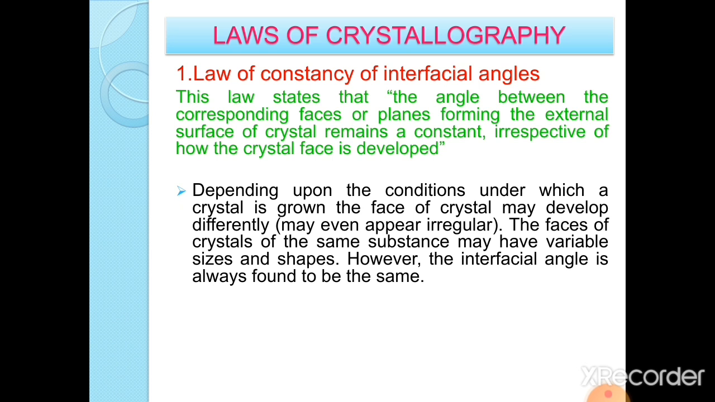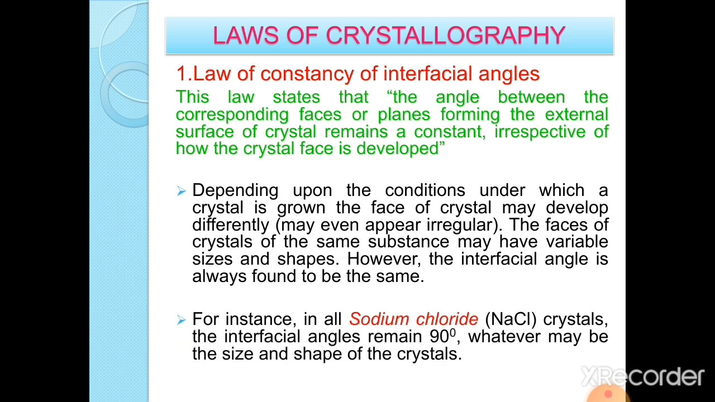Depending upon the conditions under which a crystal is grown, the face of crystal may develop differently, may even appear irregular. The faces of crystal of the same substance may have variable sizes and shapes. However, the interfacial angle is always found to be same. For instance, in all sodium chloride crystals, the interfacial angles remain 90 degrees, whatever may be the size and shape of the crystals.